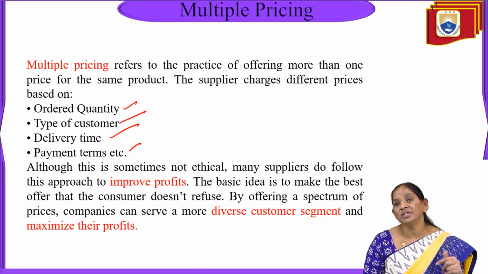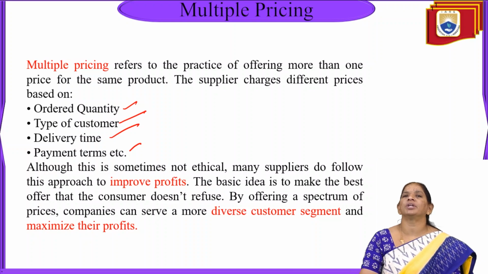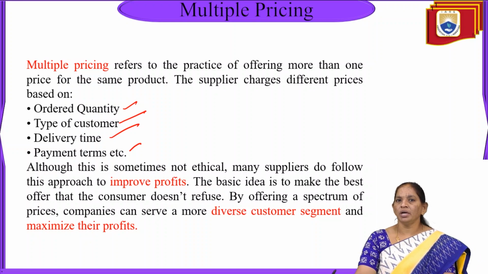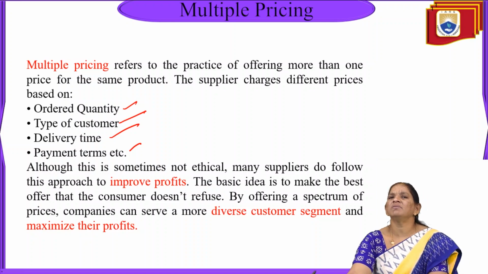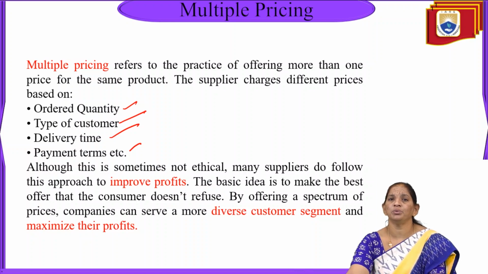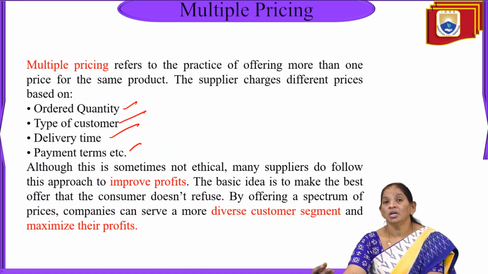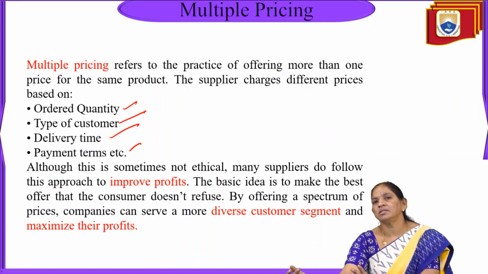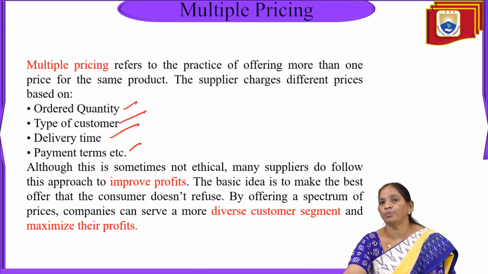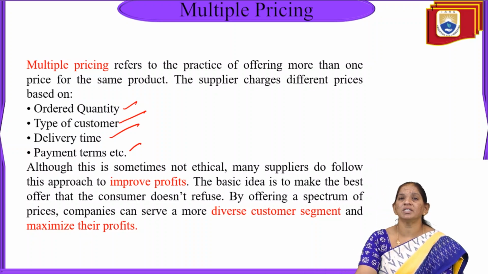This differentiation of price may be based upon the ordered quantity. For example, when I order a lump sum of goods, the total cost will decrease. If I order 1 unit or 2 units, they will charge more. If I order 100 units or 500 units, automatically the overall price will decrease. So we charge smaller consumers one type of price, and larger consumers another type of pricing. And it is also based upon the type of the customer.